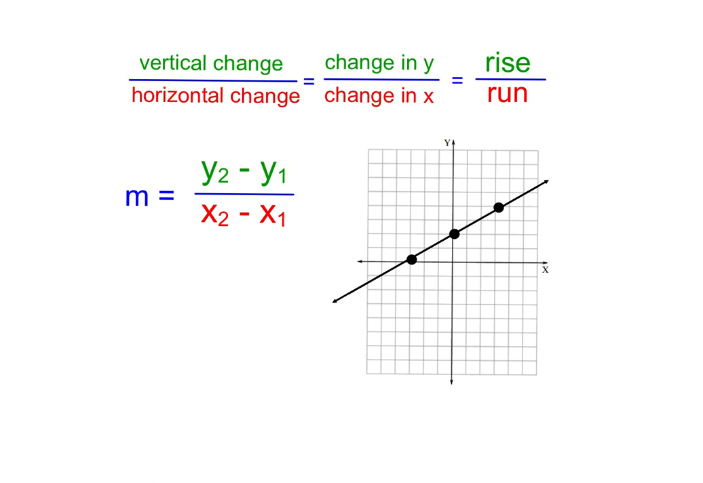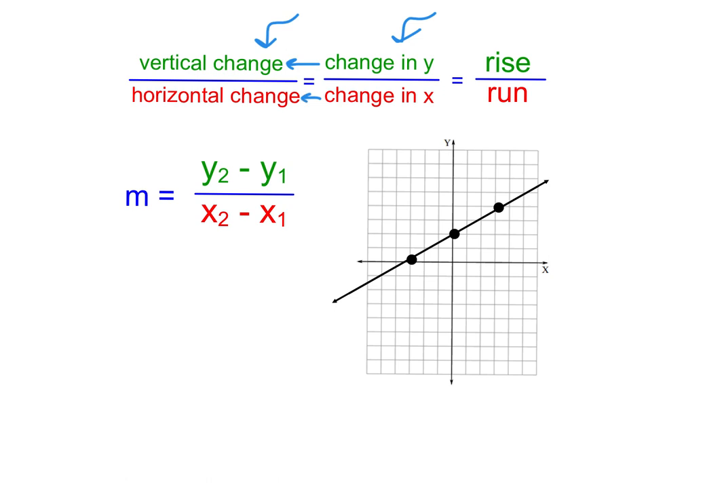So we talked about slope as the vertical change over the horizontal change. This can also be worded as your change in y. So how did you change with your y value in your points? And how did you change in your x value in your points? So change in y is another way of saying vertical change. Change in x is another way of saying horizontal change.